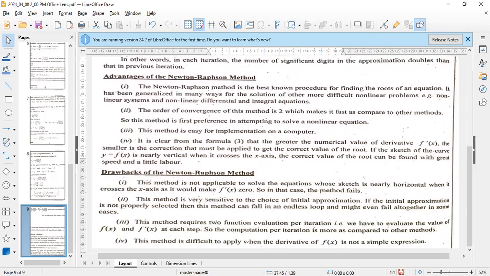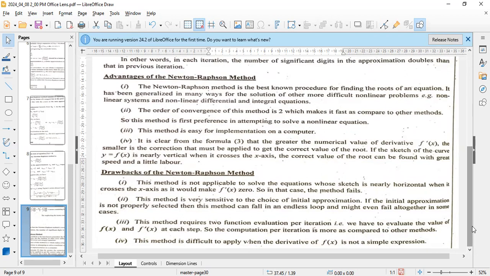In the examination, for 2 marks, advantages and drawbacks are also asked by the examiner. The advantages of the Newton-Raphson method: it is the best known procedure for finding the roots of an equation. It has been generalized in many ways for solving more difficult nonlinear problems, for example nonlinear systems and nonlinear differential and integral equations. The order of convergence of this method is 2, which makes it fast compared to other methods. So this method is the first preference in attempting to solve an equation.